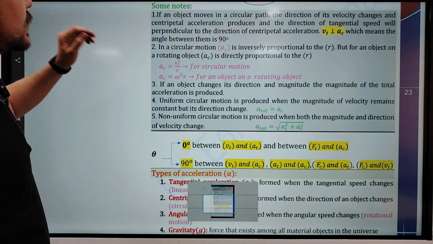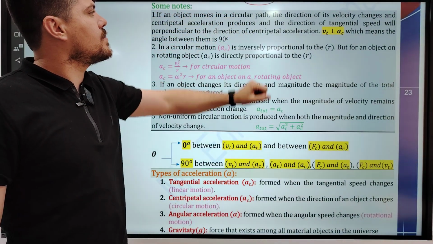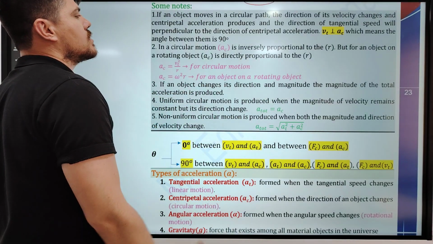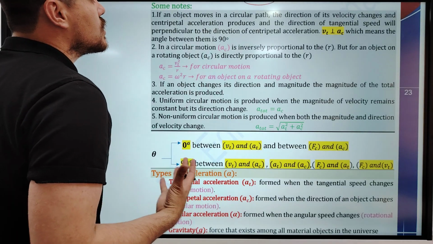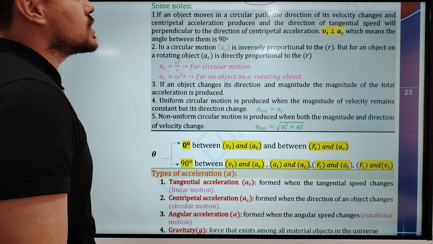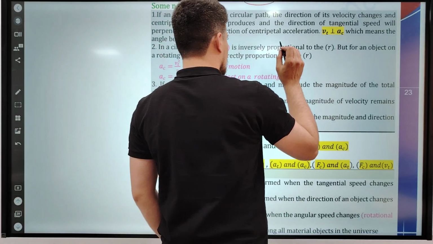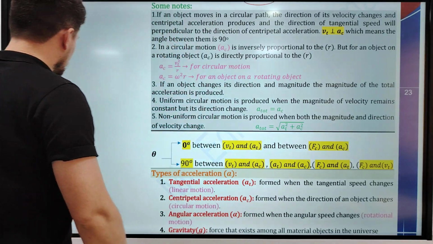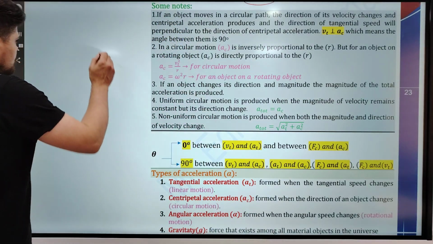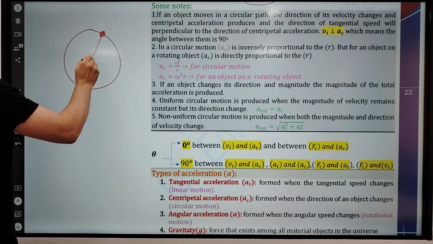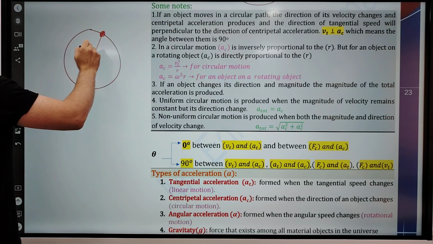If an object moves in a circular path, the direction of its velocity changes and centripetal acceleration is produced. And the direction of the tangential speed will be perpendicular to the direction of the centripetal acceleration. So this is very important. What is the angle between VT and AC? It is always perpendicular.